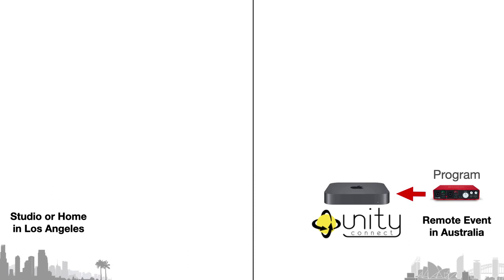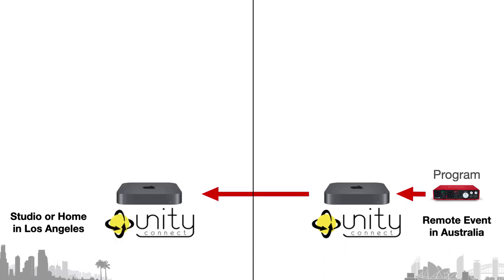That could be from a soundboard. Here's a USB device illustrated in the picture. It could be 16 channels of Dante. We're going to take that audio at the Mac running in Australia, and we're going to send that audio to our Mac back in Los Angeles that runs our Unity Intercom server.